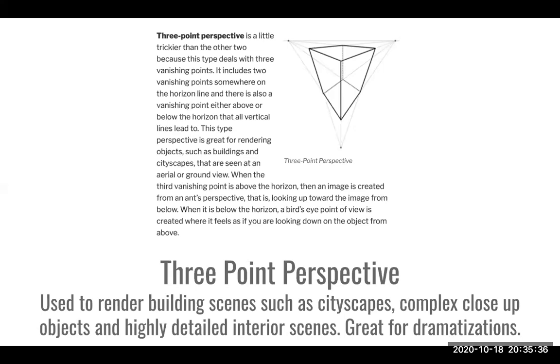This type of perspective is great for rendering objects such as buildings and cityscapes that are seen from the aerial or bird's eye perspective, or ground view from a worm's point of view. When the third vanishing point is above the horizon line, then an image is created from an ant's perspective that is looking up towards the image from below. When it is below the horizon, a bird's eye point of view is created where it feels as though you're looking down on the object from above.